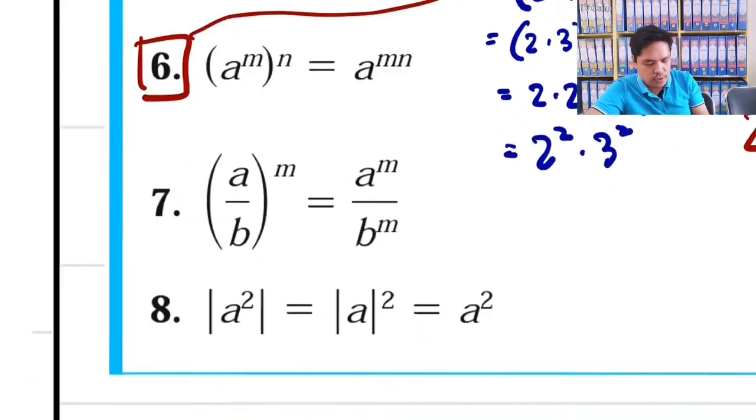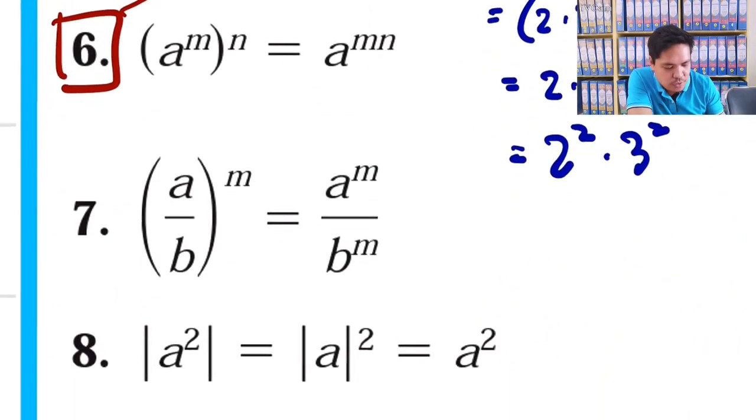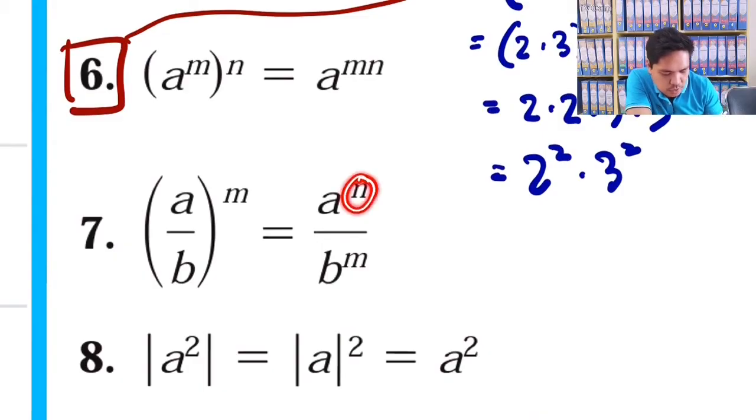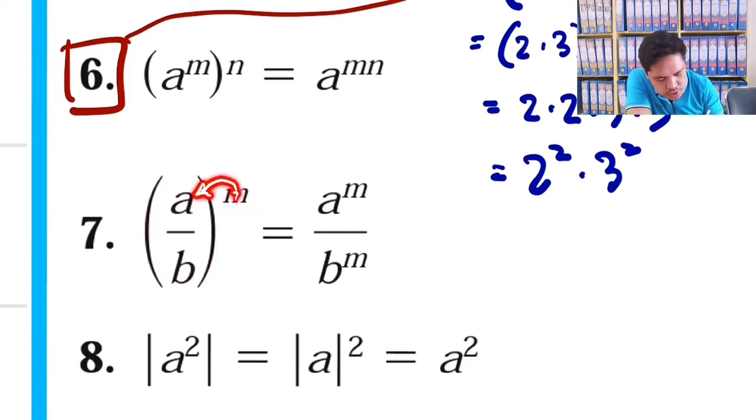Eto, I think this is natalakay na doon sa unang example. So, kung the same siya ng exponent, you can just take that out. Conversely, kung a over b raised to a certain exponent, it's like you distributed the exponent. What it's saying is that this whole value is raised to m. Kailangan pa ba may example? I think kahit di na.